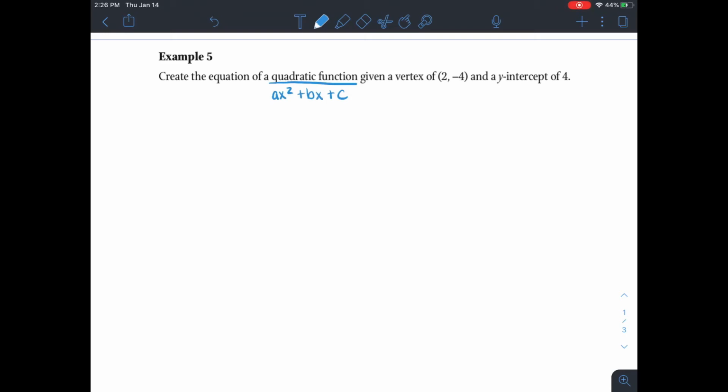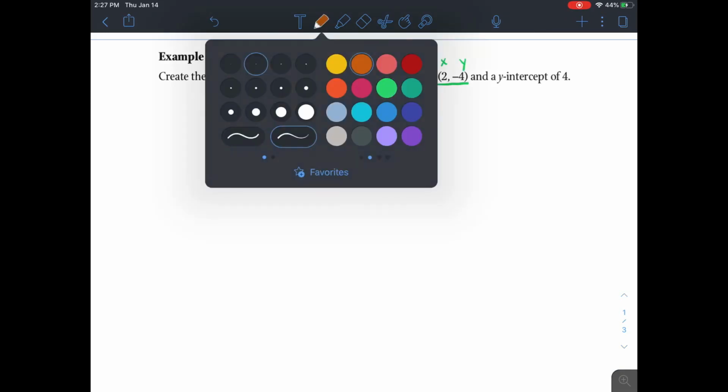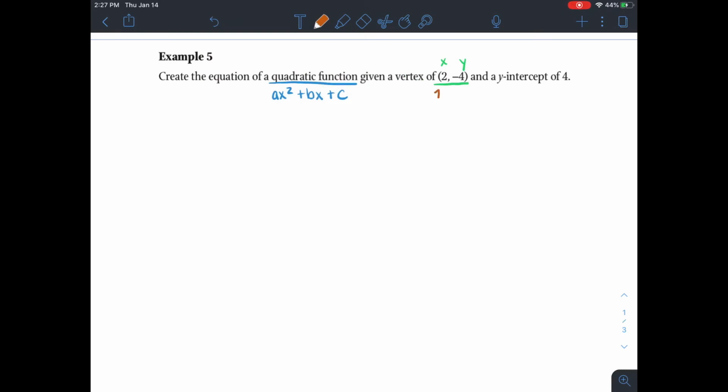They tell us that we have a vertex at (2, -4). Remember, (2, -4) is a coordinate. So 2 would be our x coordinate and -4 would be our y coordinate. We also know that when it comes to a vertex, this first value came from the formula -b over 2a. We're going to use that to help us find what our values are supposed to be.